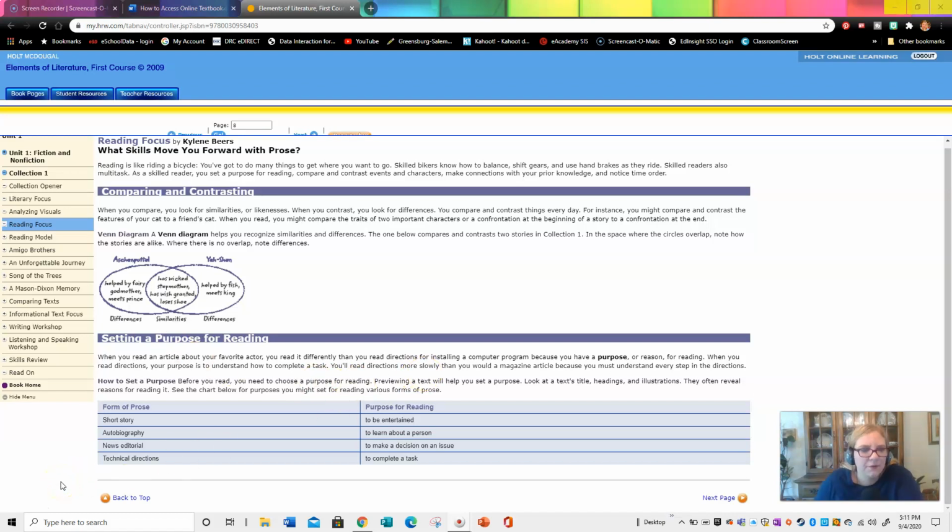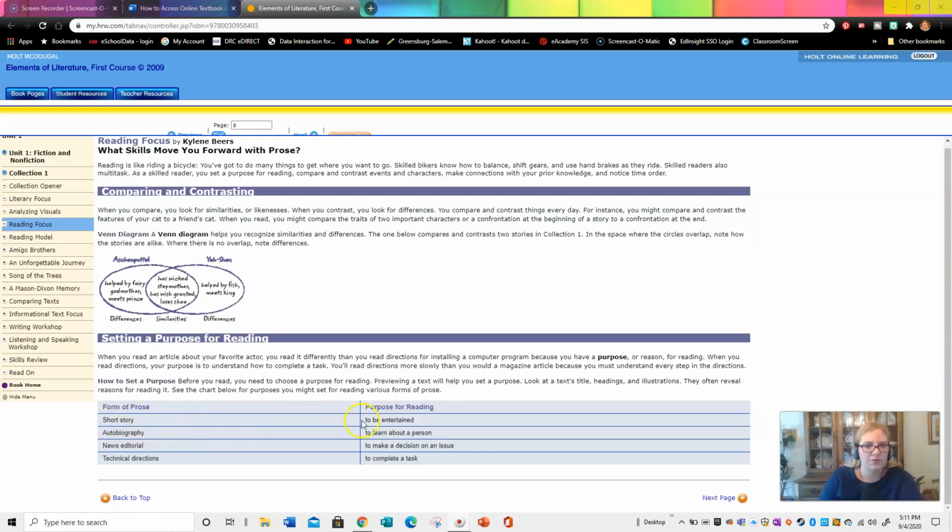How to set a purpose for reading. Before you read, you need to choose a purpose for reading. Previewing a text will help you set a purpose. Look at the text title, headings, and illustrations or pictures. They often reveal reasons for reading it. See the chart below for purposes you might set for reading various forms of prose.